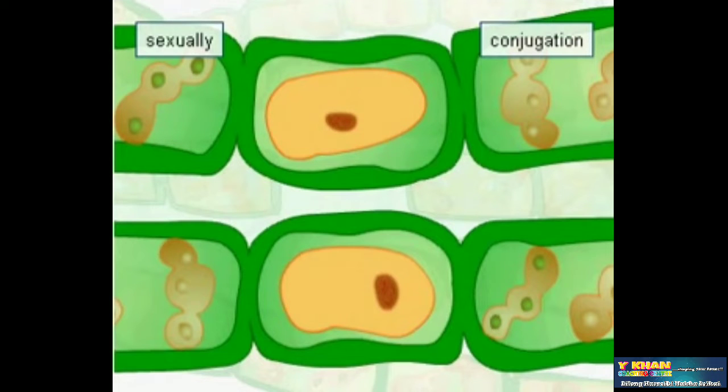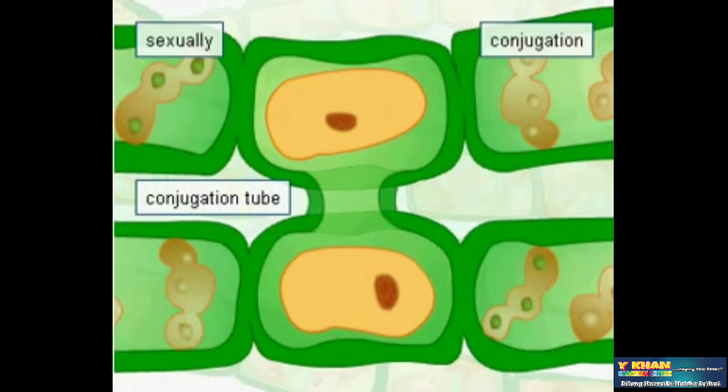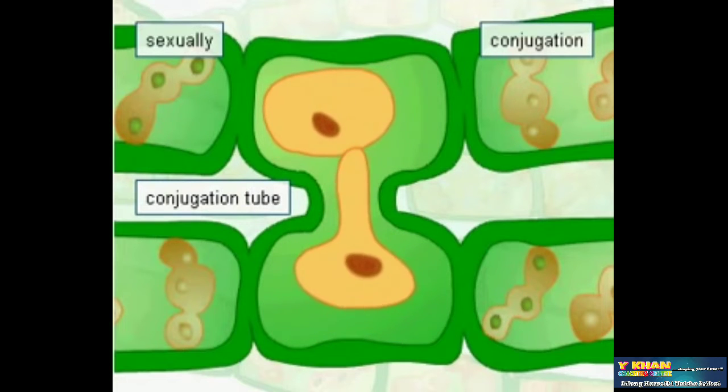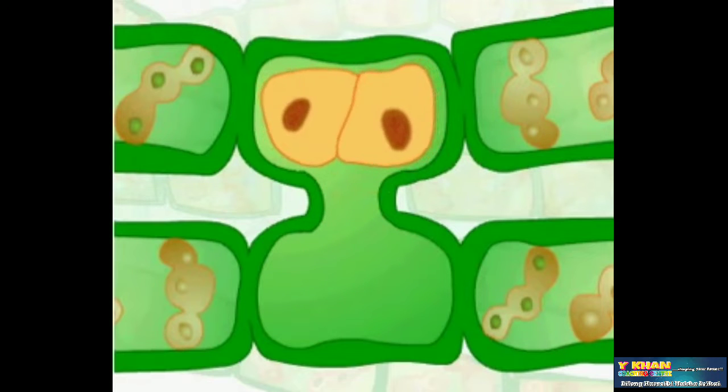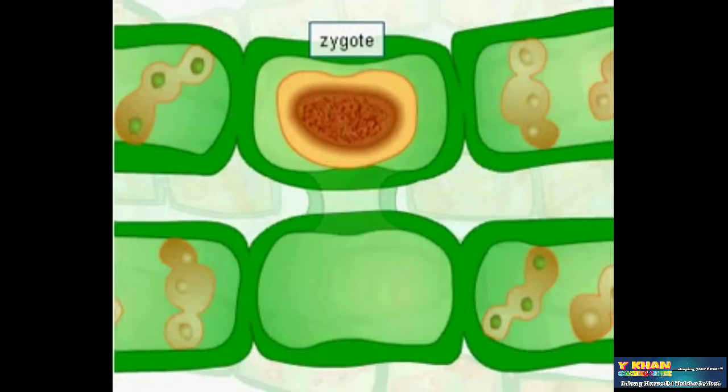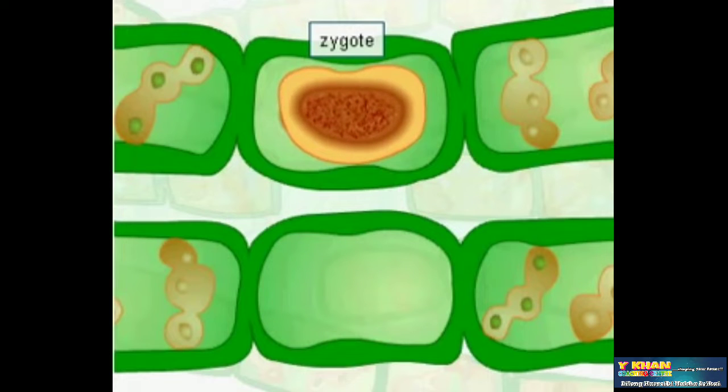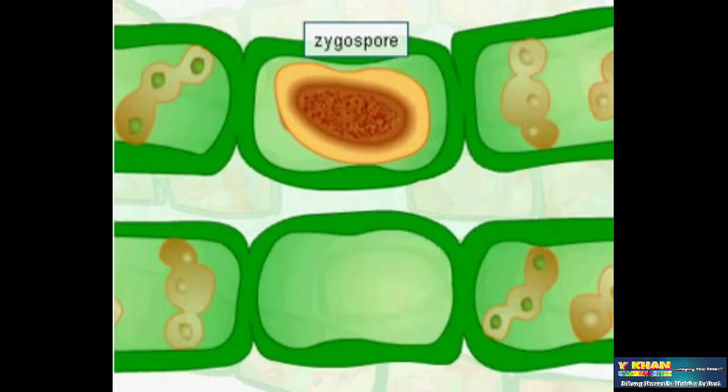Spirogyra also reproduces sexually by a process called conjugation. In conjugation, two filaments adopt a side-by-side position, and the walls of adjacent cells unite to form a conjugation tube. The protoplast of one filament then migrates into the other filament, and the protoplasts fuse to form a diploid zygote.